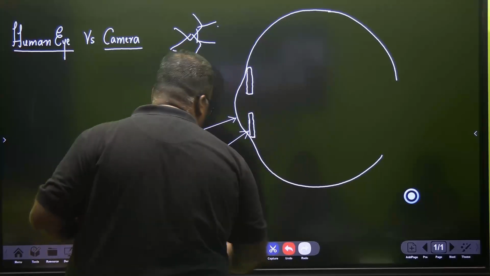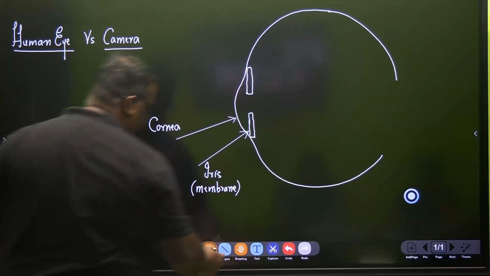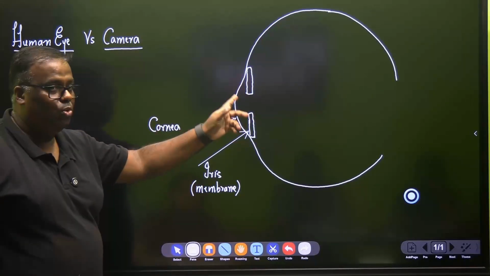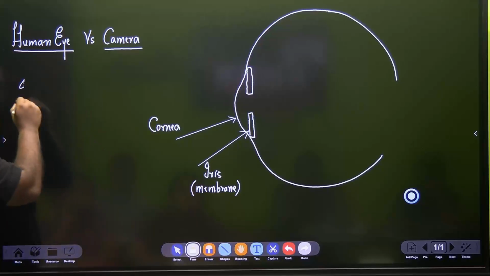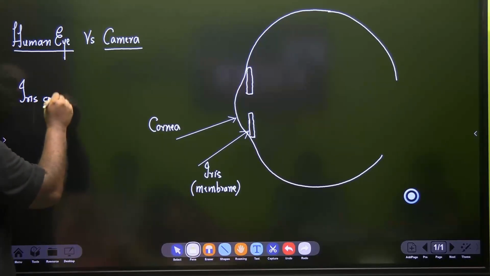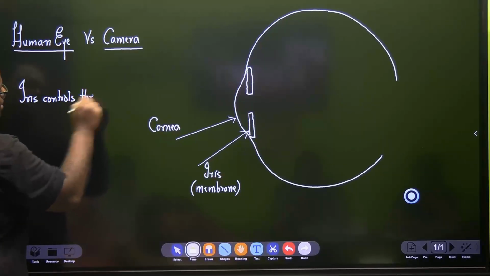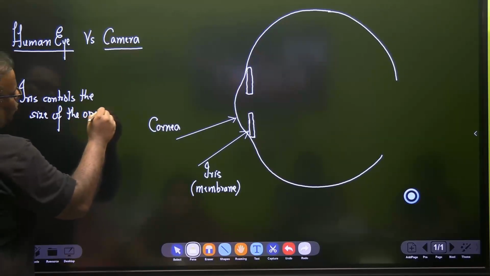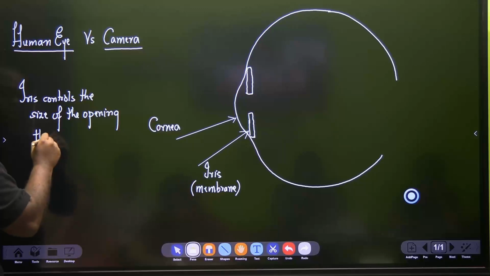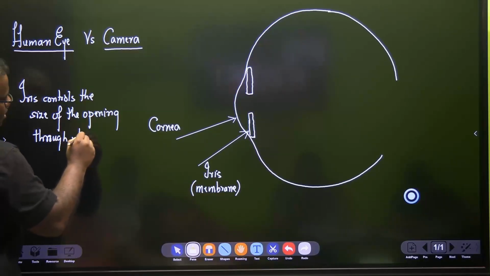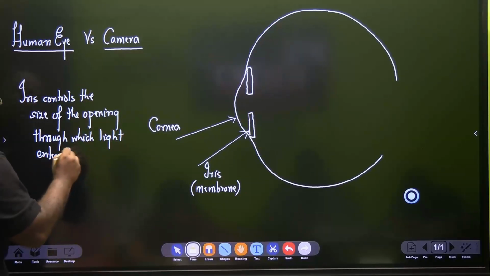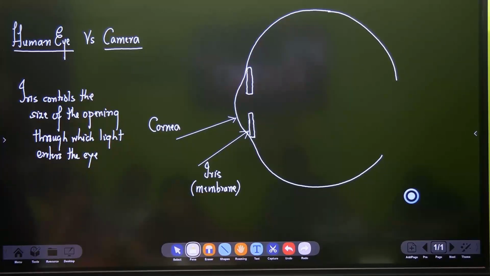So let us understand what this iris does. What does it do? Okay, right? And when I start opening the camera, everything will become easy. This is shown to you from the side view, right? The iris controls the size of the opening. It will open a circular opening, the opening through which light enters the eye. Is it legible, Varunika? Can you see clearly? Okay, through which the light enters the eye.